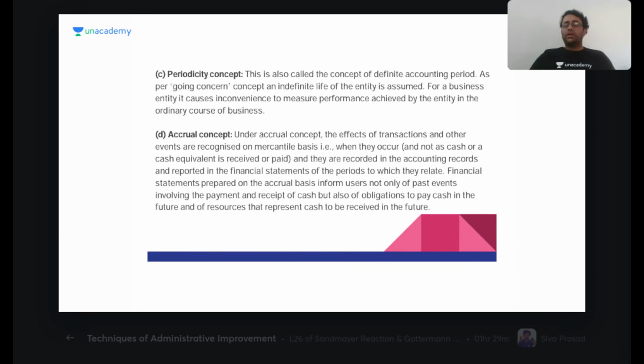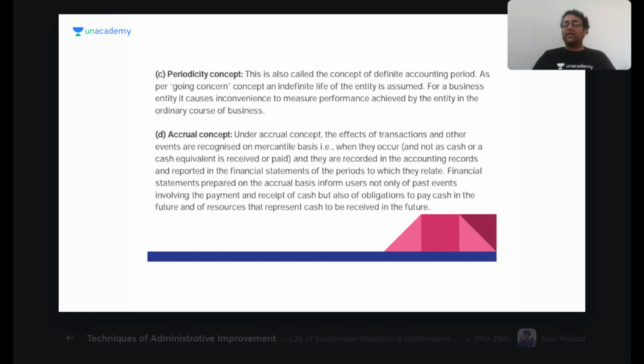Okay, now the third concept that you need to rely on is the periodicity concept. Please remember, the accounting information or the accounting records need to be prepared for a particular period. Now, if your company was started about 4 years or 5 years ago, you cannot prepare one statement from the beginning of the company till end of 4 years. So you can't prepare a 4-year statement.